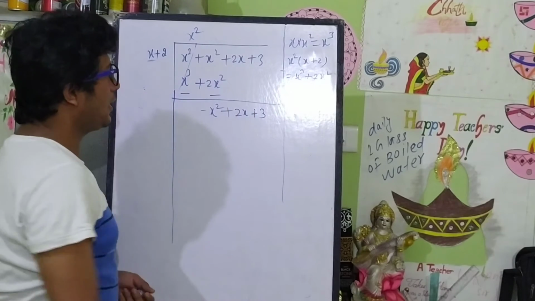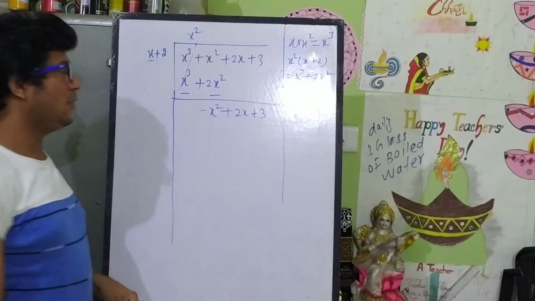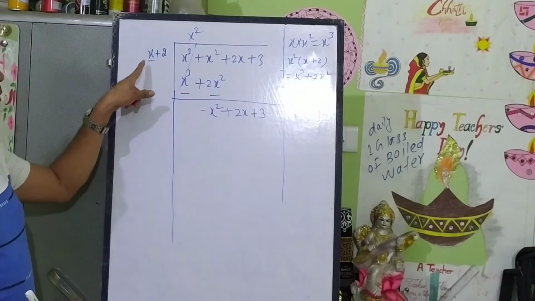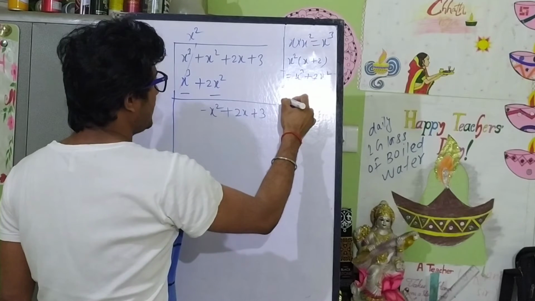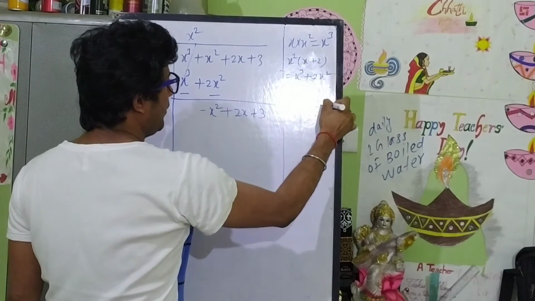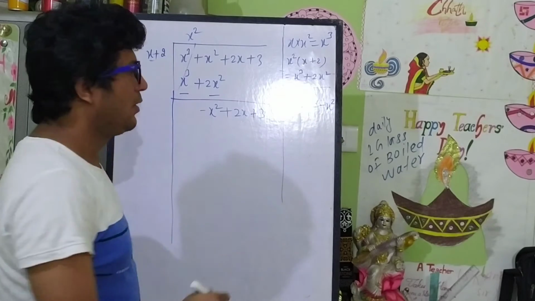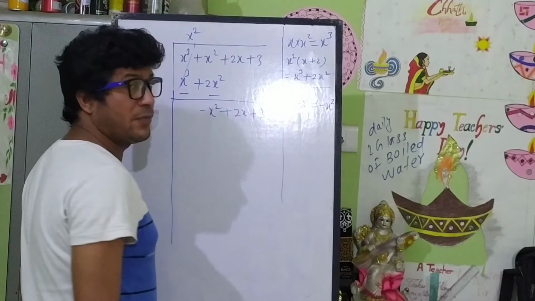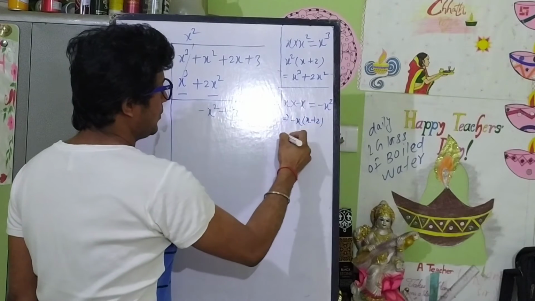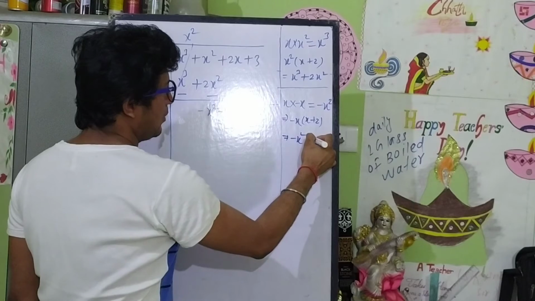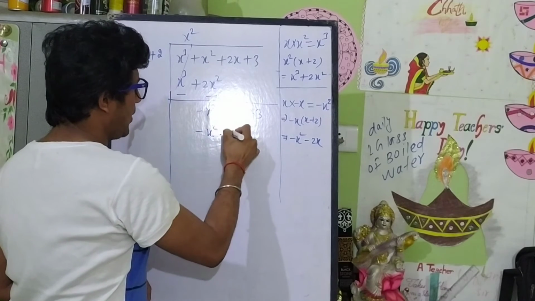Now what is the next target? The next target is to get minus x squared. Here is positive x, here is negative x. By which term are we going to multiply? This is x also. We want minus x squared, so we multiply by minus x. Now we multiply minus x into x plus 2. So it is minus x squared minus 2x. Now we write here minus x squared minus 2x.